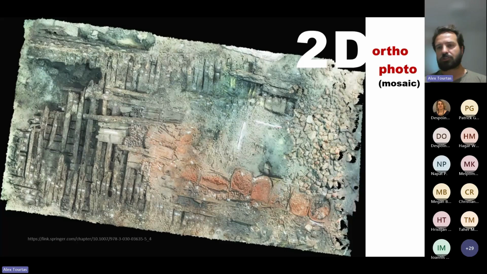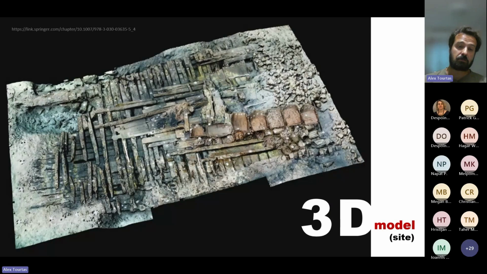The results, obviously, you have photo mosaics, so a lot of photographs stitched together in order to get a large image that includes all of the area that interests you. And the next phase is to produce a 3D model so that you can spin it around and study the site on your computer screen.